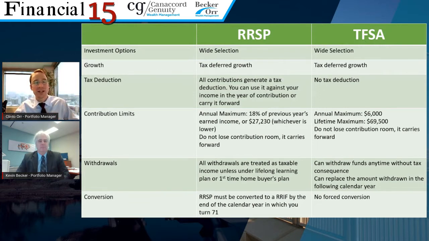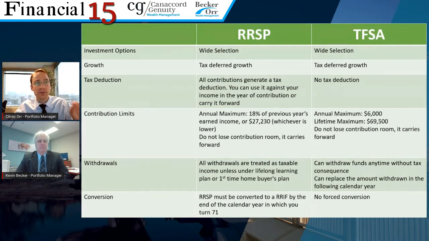One last point here is the conversion. An RSP, you are forced to convert to a RIF. That happens at the end of the calendar year in which you turn 71. And then next year, when you're 72, the government forces you to start taking some money out. So there is a forced conversion with an RSP, not the case with the TFSA. You can hold that as long as you'd like. You can hold it until you're 96, if that is the case. So the TFSA does not have that forced conversion.